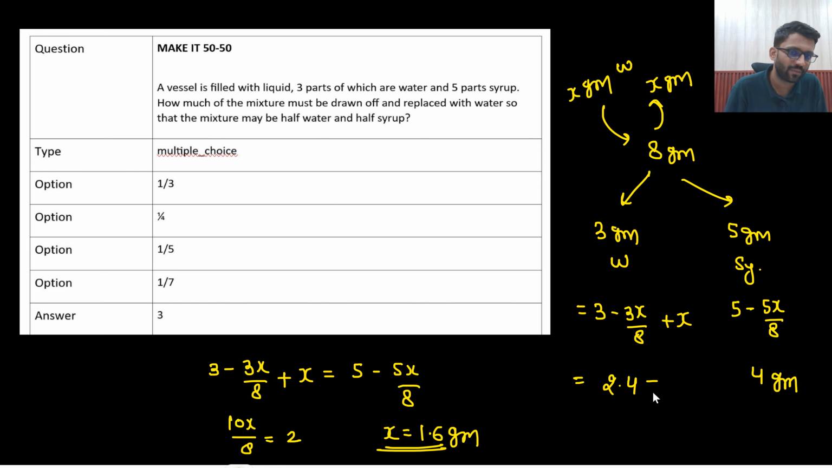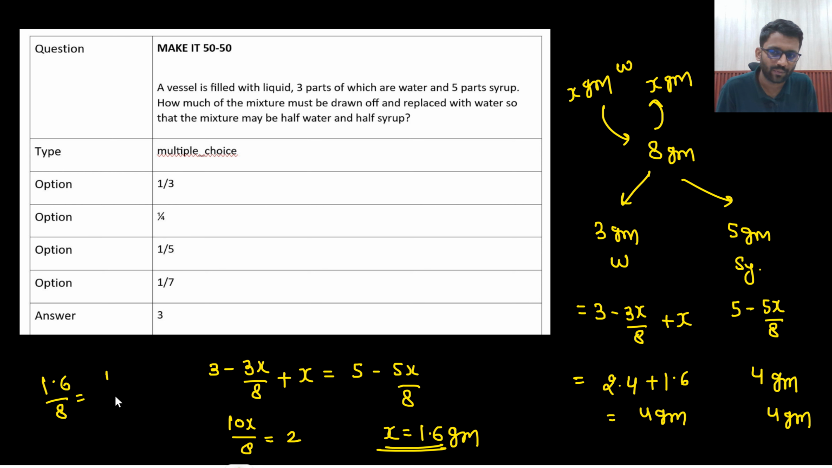And then I will add up 1.6 here. So 4 gram is equals to 4 gram. So total 8 gram would be there and 4 gram will be water, 4 gram will be syrup. So 1.6 gram you need to take out, which is how much part of 8? So 1.6 divided by 8, that would be 1 by 5. So answer is 1 by 5. It is 0.2 part or 1 by 5 part. So it is 1/5 of the total mixture. Okay, so that's it. This is the complete solution.